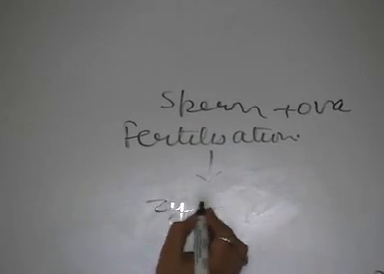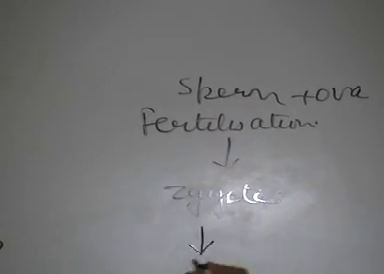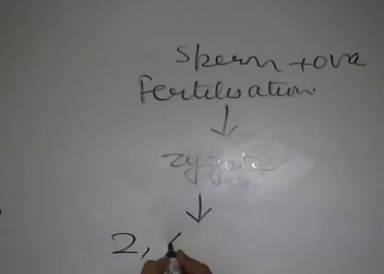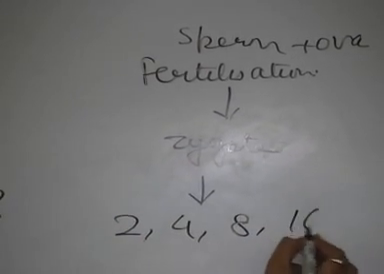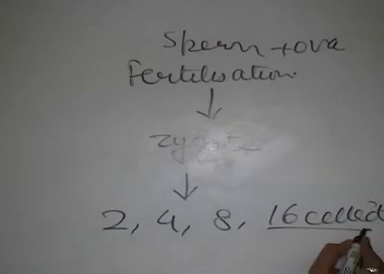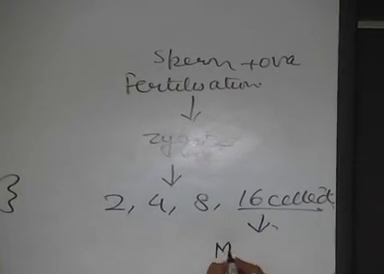Fertilization occurred, the zygote is formed, and then this zygote undergoes cell divisions to form the 2 cell, 4 cell, 8 cell and 16 cell stage. The 16 cell stage zygote is called a morula.